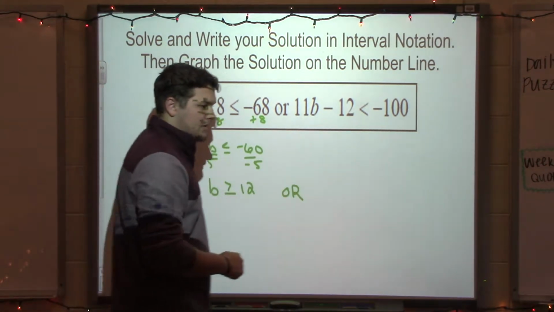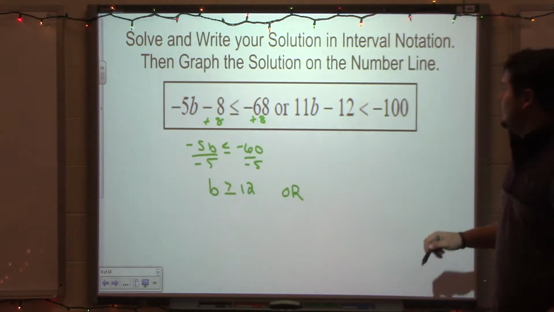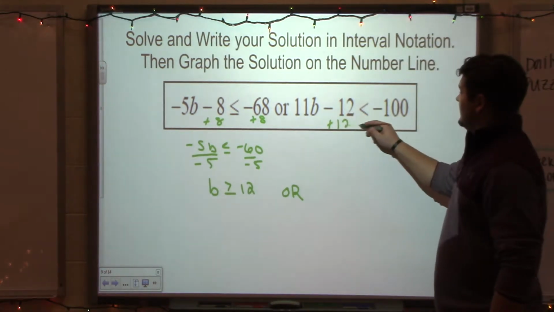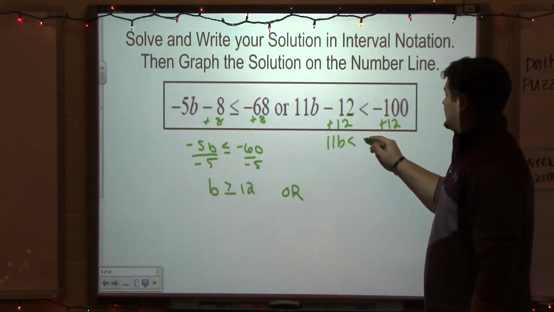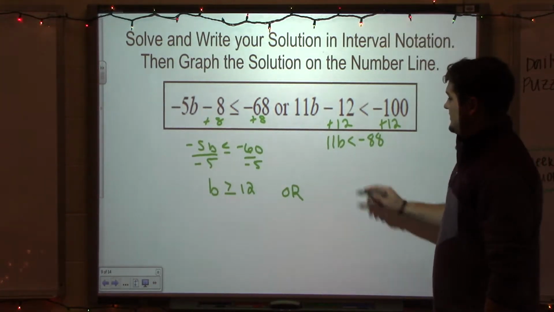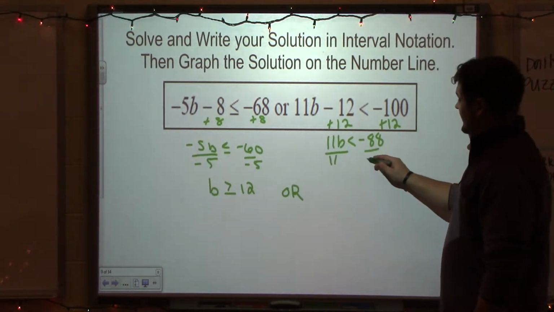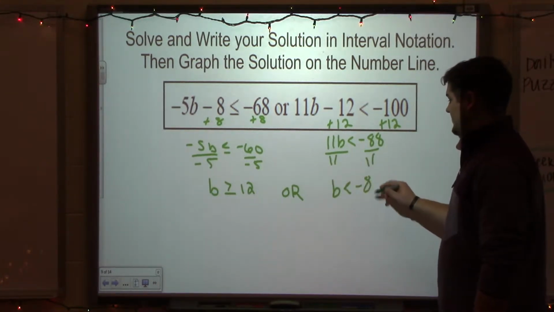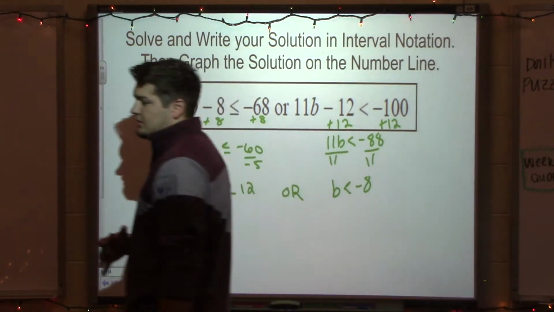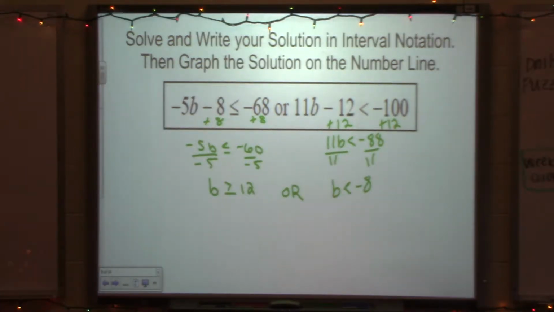Or, we got a second part. Got to find that second part. Add 12. 11b less than negative 88. Divide by 11. B is less than negative 8. So I have B is greater than or equal to 12, or B is less than negative 8.